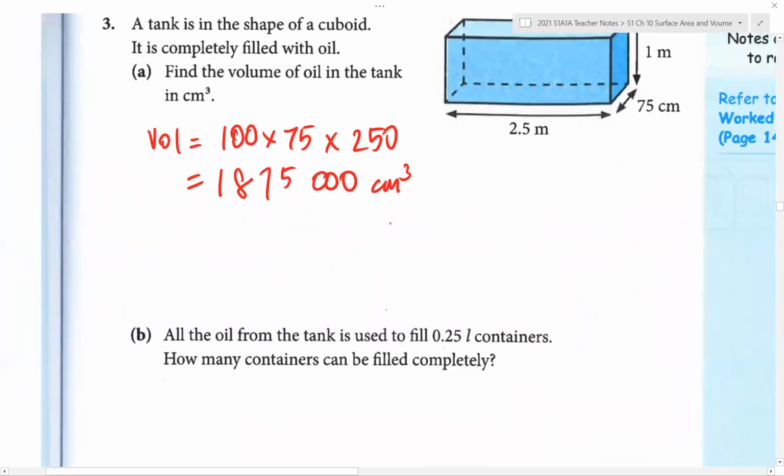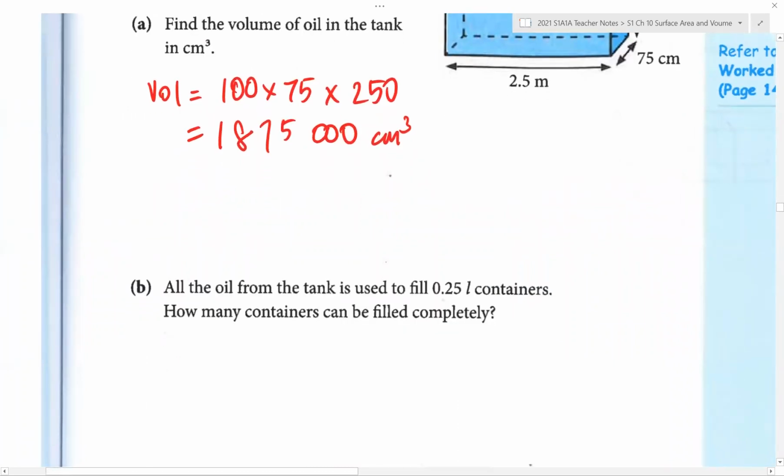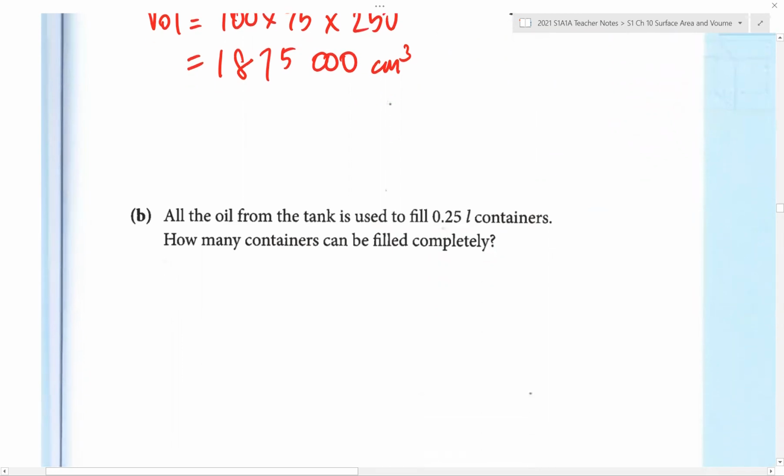Part B, yes. We see. Just pass the book. So all the oil is used to fill 0.25 liter containers. So how many containers can we fill completely? Okay, we've seen combined steps. Okay, so I'm going to separate the steps over here. Okay, let me use another color instead.